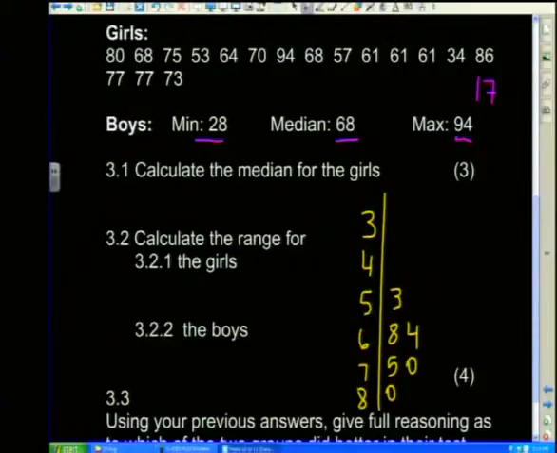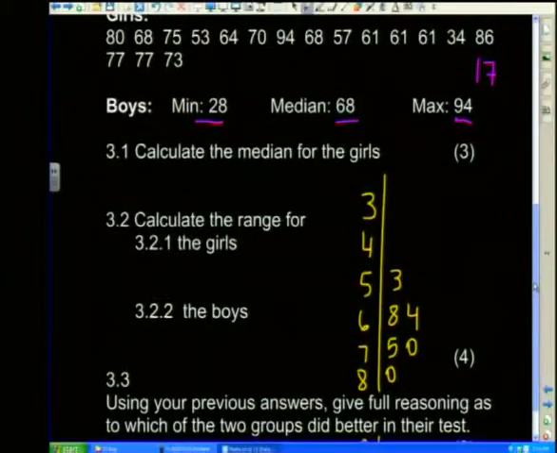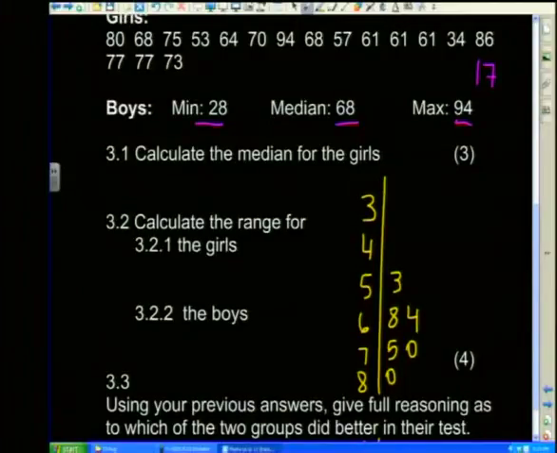94, okay, I do need a 9, I'm going to do it over here, 94, 68, 57, 61, and I just looked at all the numbers, 61, another 61, 34, 86, 77, 77, and 73. And now from that, I can actually put them into order.